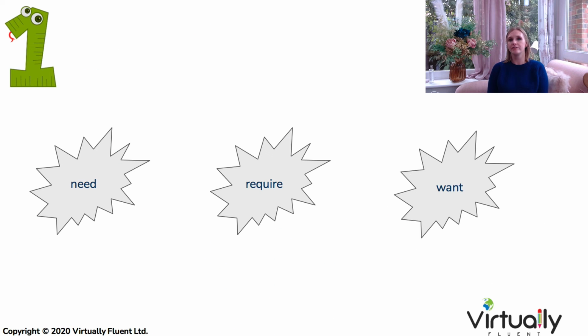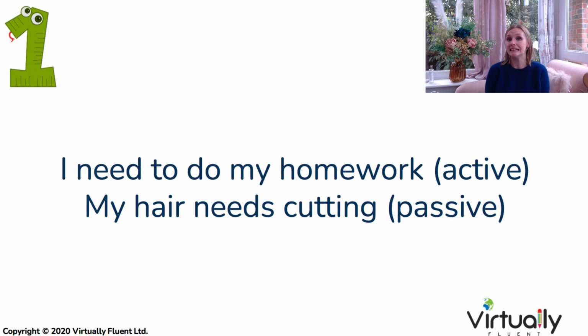Now there are 3 other little verbs I would like to have a look at because they don't entirely change the meaning, but it is important to recognize these differences. Generally, the verb need is used with a to plus infinitive when it is an active sentence. For example, I need to do my homework. However, in the passive form, you may often see it being followed by the ing gerund instead. My hair needs cutting. By whom, we don't know.